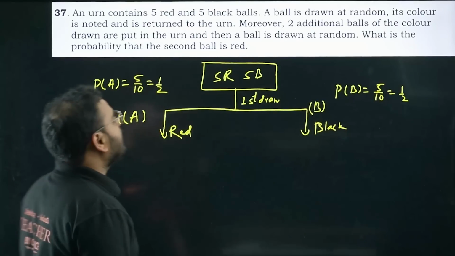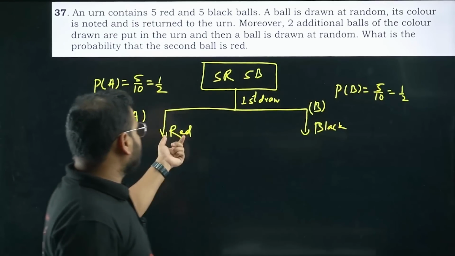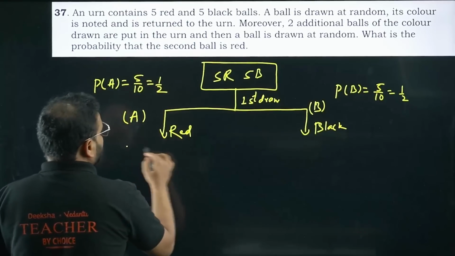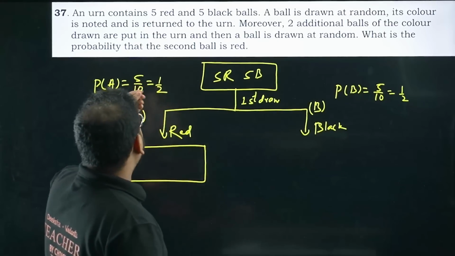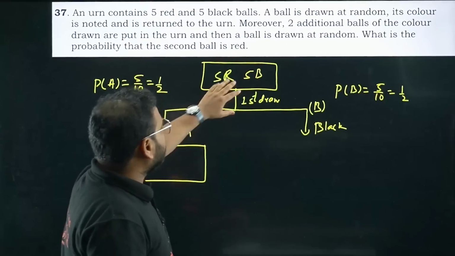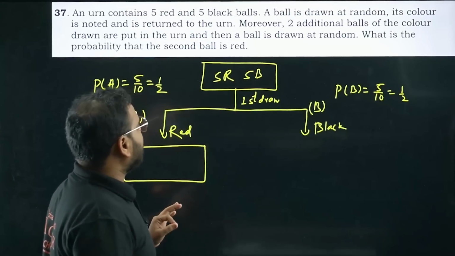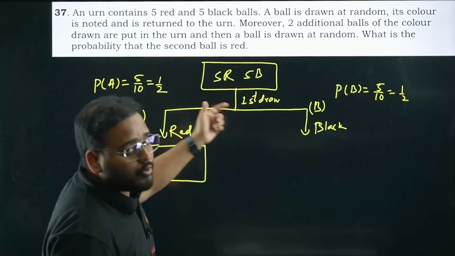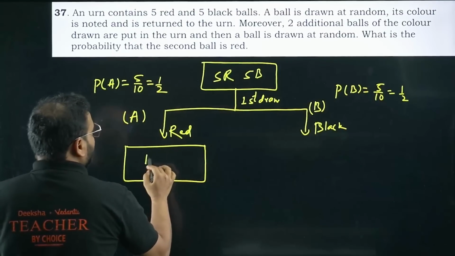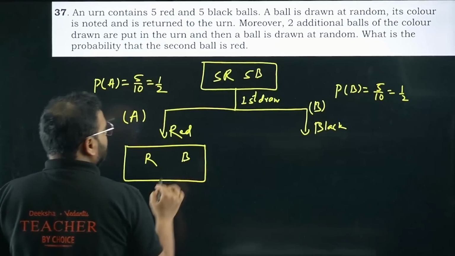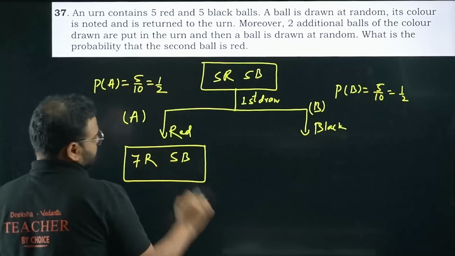Now there's some change. Moreover, 2 additional balls of this color. If I choose red color, what happens to the new situation? Now I'm returning it back, right? Returning to the urn, is the number changing? No, sir. Right now we still have 5 red and 5 black balls, but I want to add 2 more. When I chose the red, I'm going to add the same color. Black will not change because I'm choosing the red color first. It will become 7R.